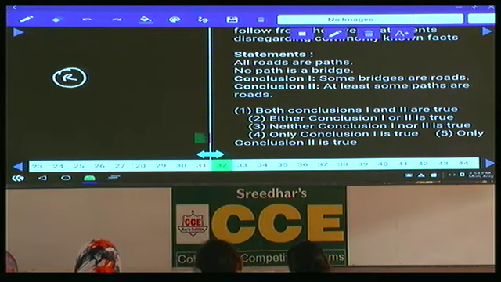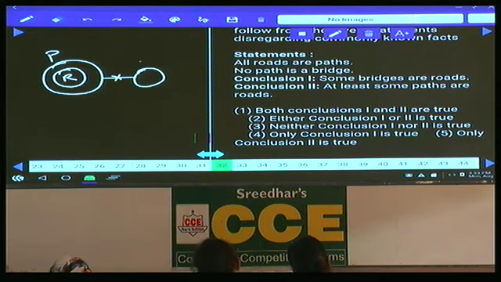All roads are path, and no path is a bridge. No intersection between path and a bridge. Some bridges are roads is false. And some paths are road, that is definitely true. And so only conclusion 2 follows. Only conclusion 2, choice 5.